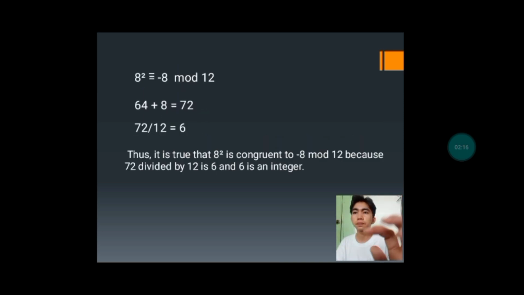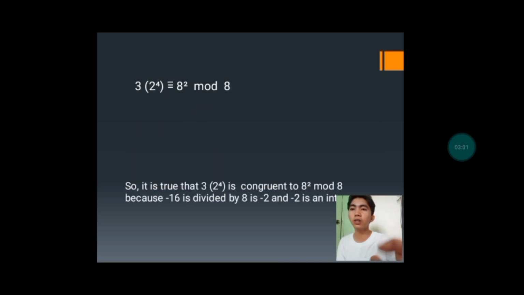Next example. 8 to the power of 2 is congruent to negative 8 mod 12. Let's simplify 8 to the power of 2. 8 times 8 is equal to 64. 64 plus 8 is equal to 72. 72 divided by 12 is equal to 6. Thus, it is true that 8 to the power of 2 is congruent to negative 8 mod 12 because 72 divided by 12 is 6. And 6 is an integer.